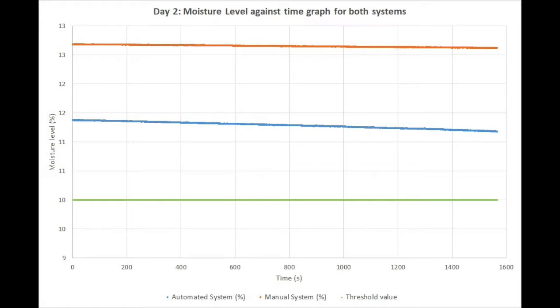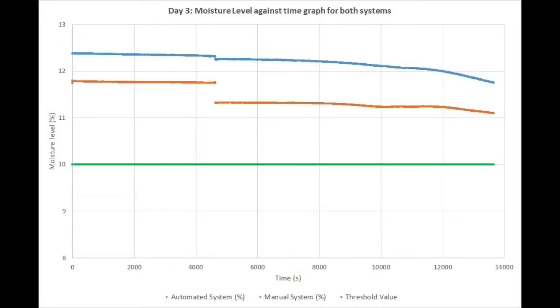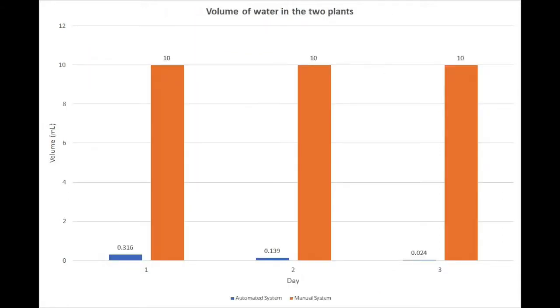This is the graph for day 2. And this is the graph for day 3. As you can see, both the automated system and manual system were above the threshold value for all 3 days. This graph shows the volume of water added on each day for the 2 plants. From this data, our hypothesis is proved true, as the volume of water added in the automated system is less than that used in the manual.